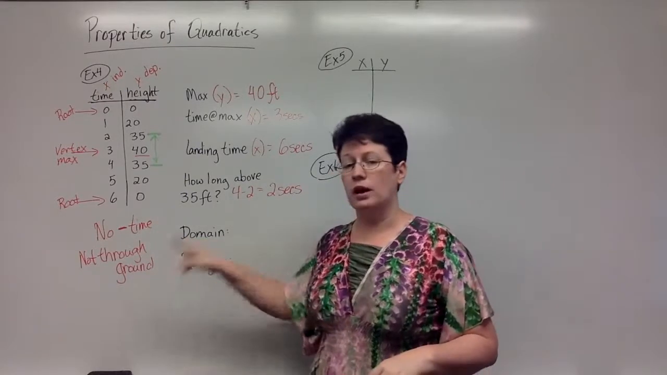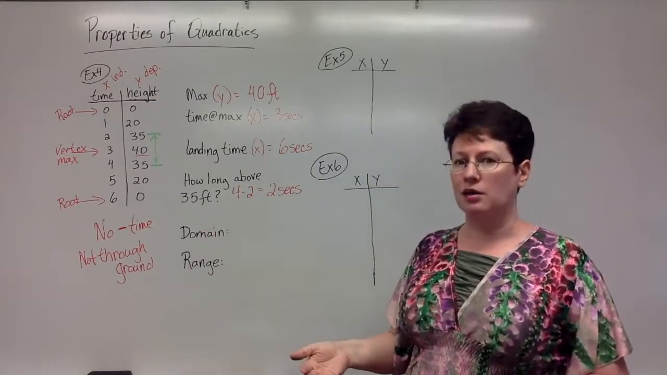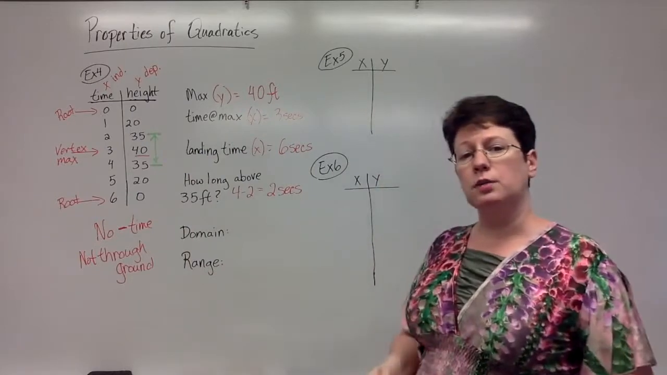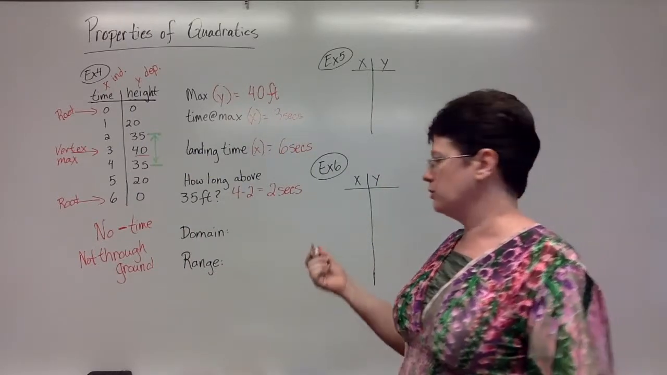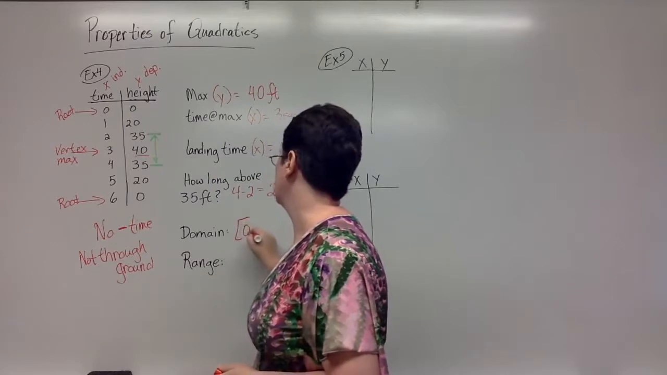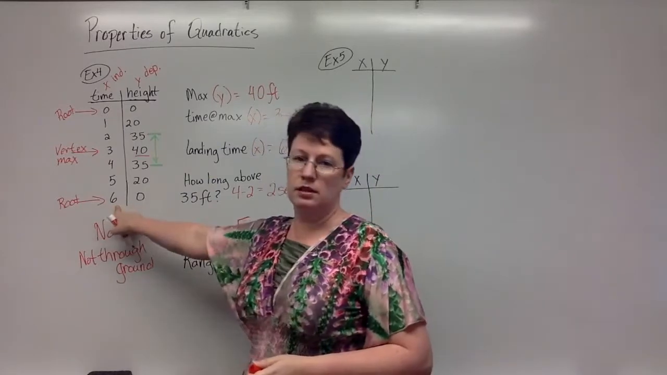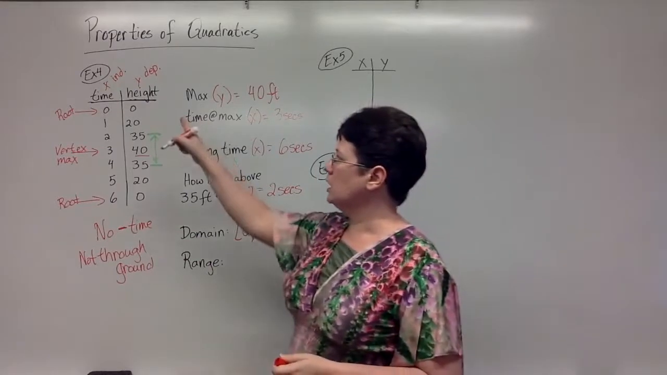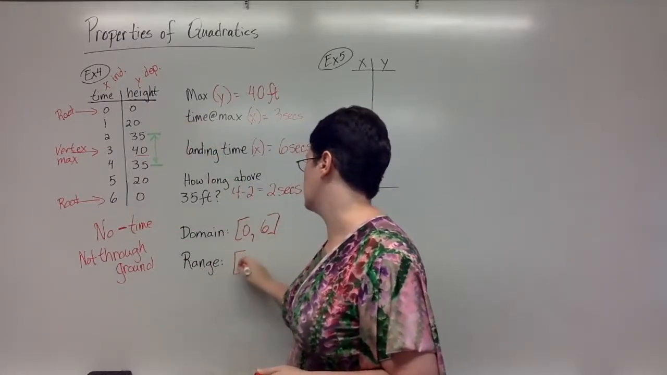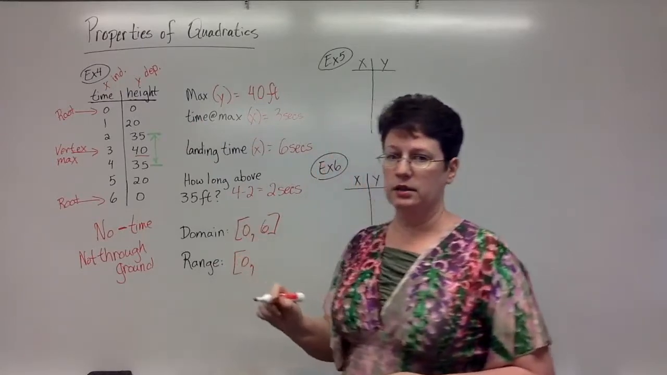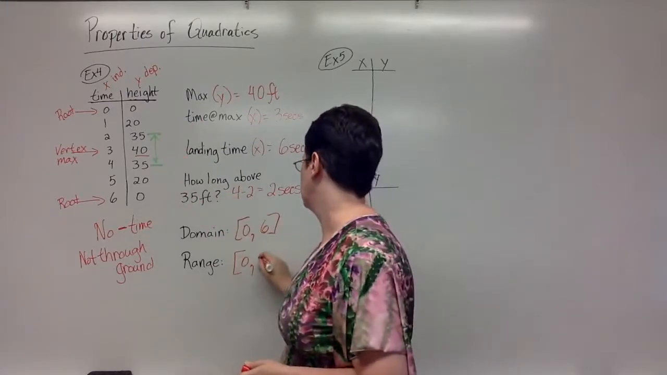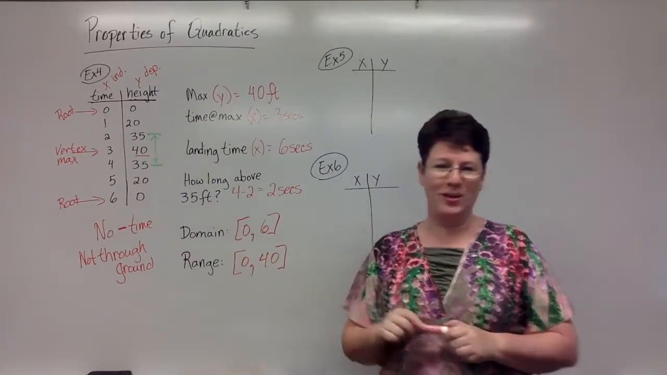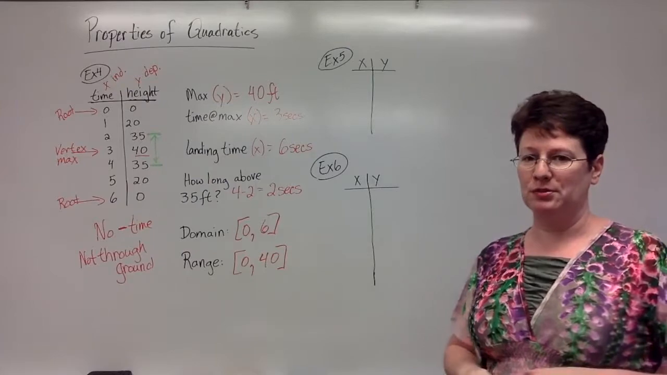So my x's and my y's have to be what? Positive. So I'm looking at the domain just in this table. What's my lowest x? 0. So I'm going from 0 to my highest x, 6. Okay? Now let's look at the range. It goes from 0, that's the bottom. What's the maximum height? 40. So that would be my range. Notice there's no infinities when we're doing real world problems.